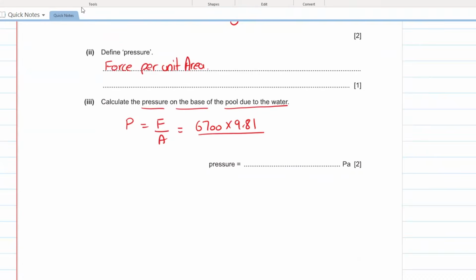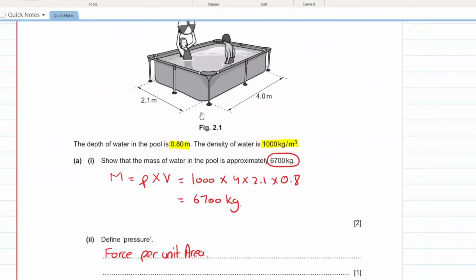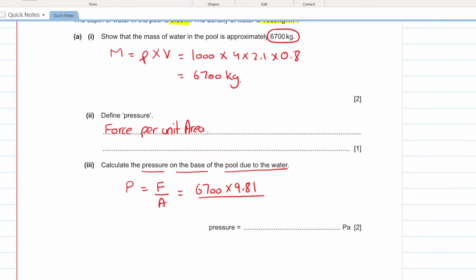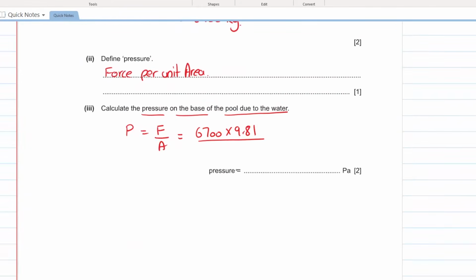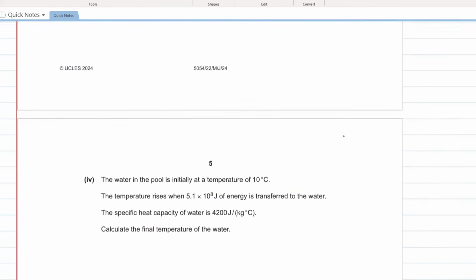What will be your area? बेटा एरिया क्या होगा प्रेशर के केस में? This is the base area, 2.1 into 4. So let's do it. 2.1 into 4. Can you calculate the pressure? Any geniuses in the chat? The pressure comes out to be 7800 pascals. Let's further move ahead.